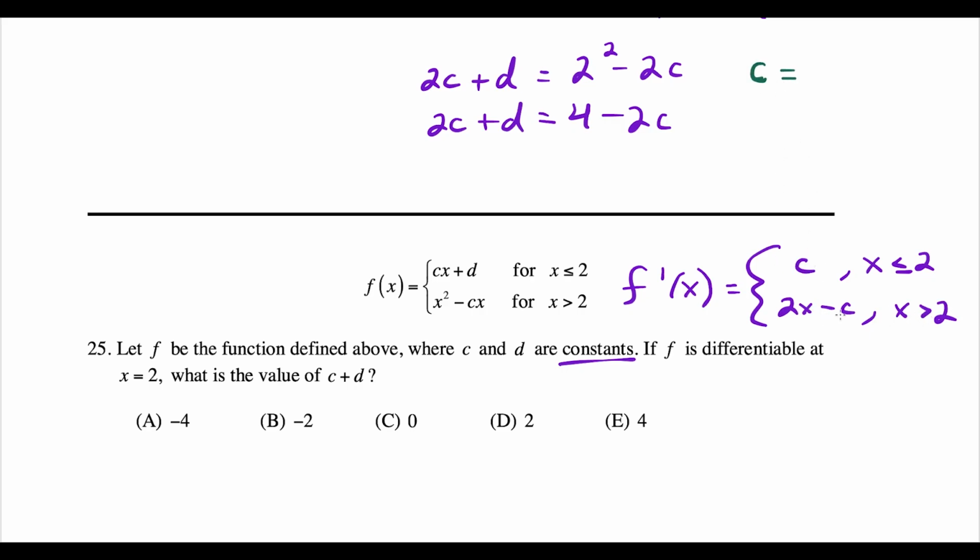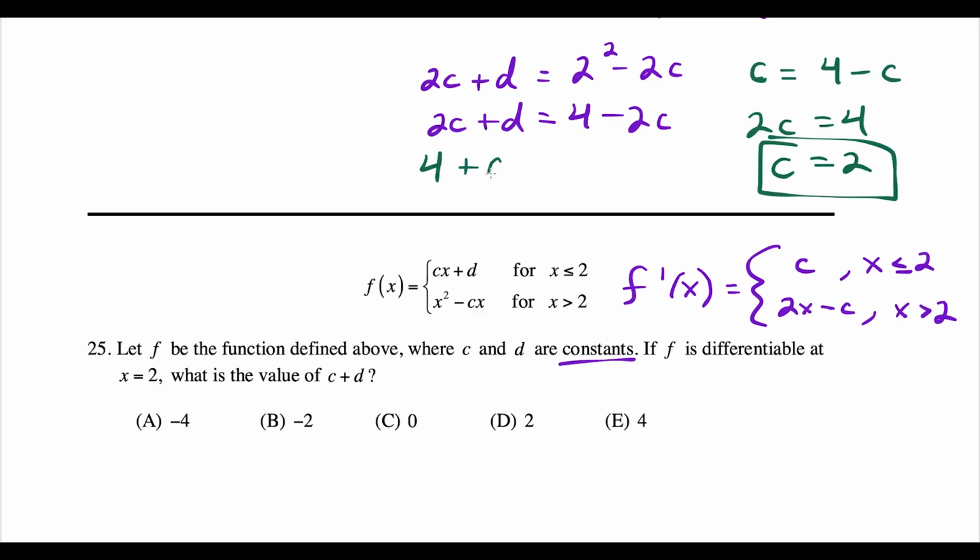And then when I plug in x equals 2 here, I'm going to have 2 times 2 is 4, minus c. And now to solve for c, just add c to the other side. You get 2c equals 4. So c equals 2. And if c is equal to 2, now we could plug c equals 2 into this equation here and solve for d. So 2 times 2 is 4. You get 4 plus d equals 4 minus 2 times c, or 2 times 2 is equal to 4. So now you have 4 plus d equals 0, which tells you that d is equal to negative 4.